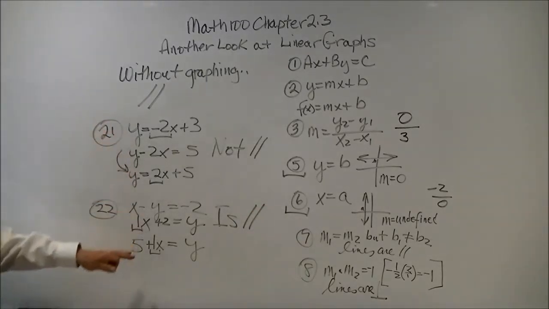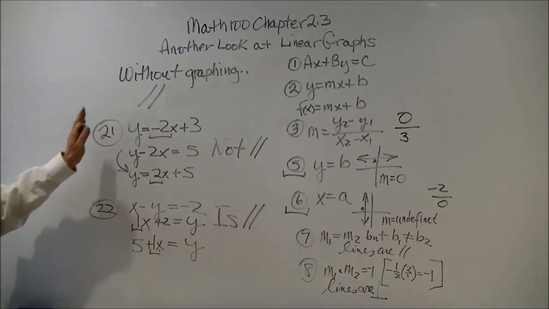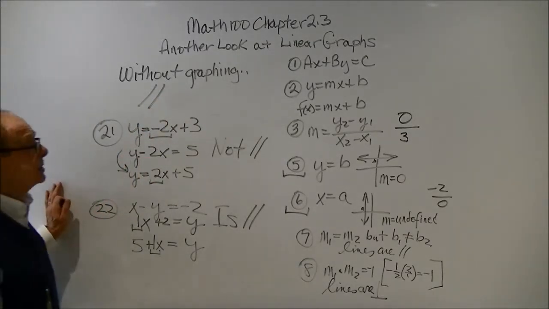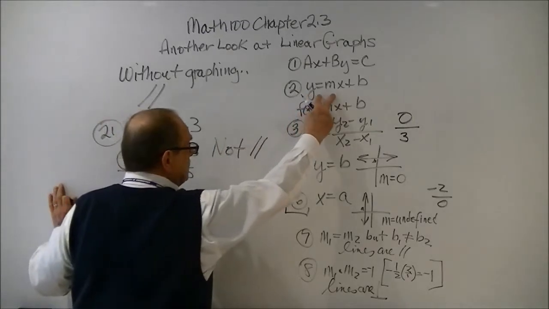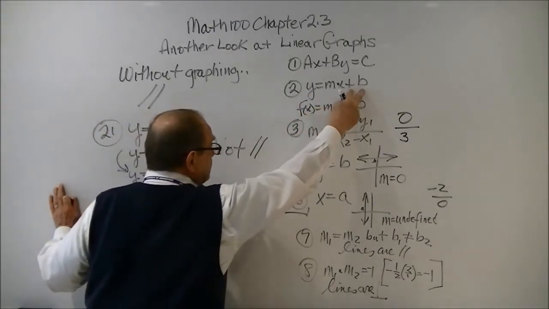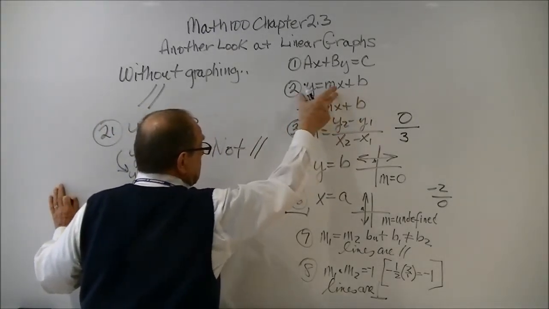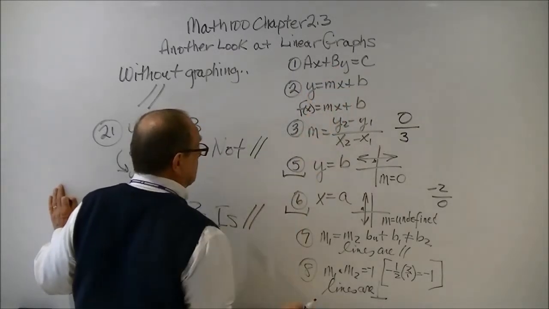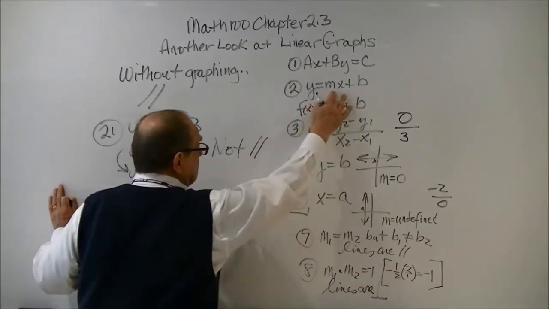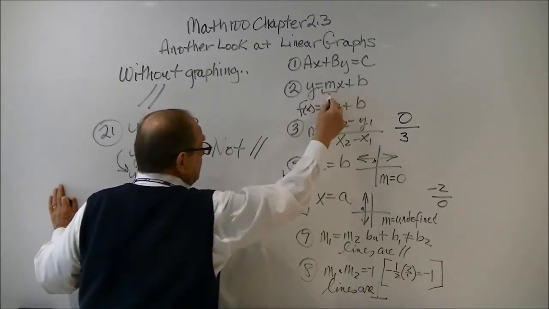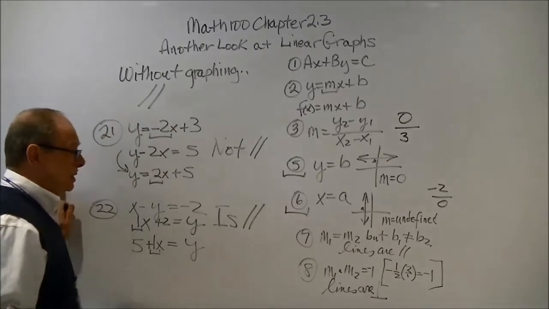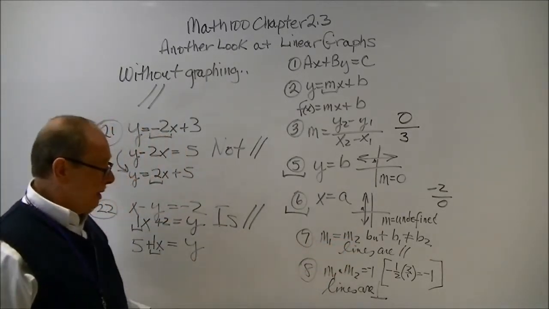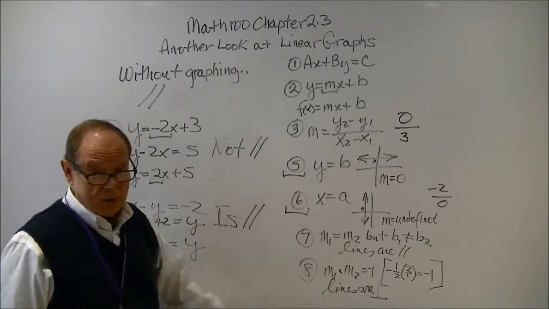So the key to all of these is, without graphing, you have to find the slope. You find the slope by putting it into slope-intercept form. This is standard form. This is slope-intercept. So, again, once you have it in that form, you can compare your slopes. If the slopes are the same, the lines are parallel. And then in a few moments, we'll go over number 8.